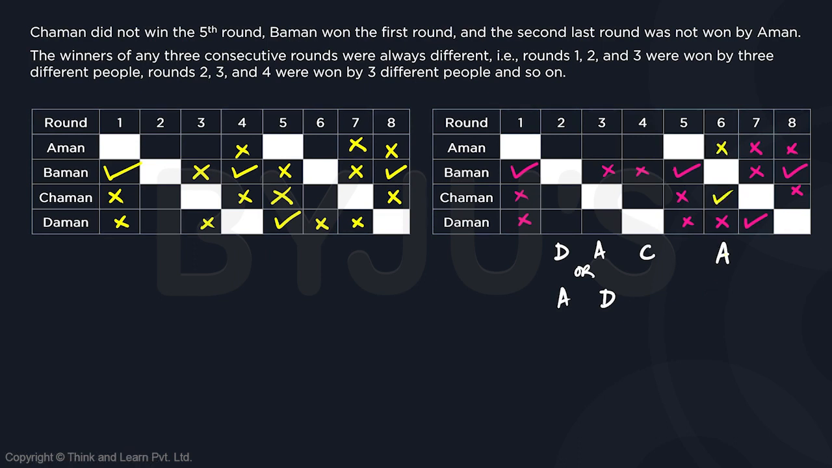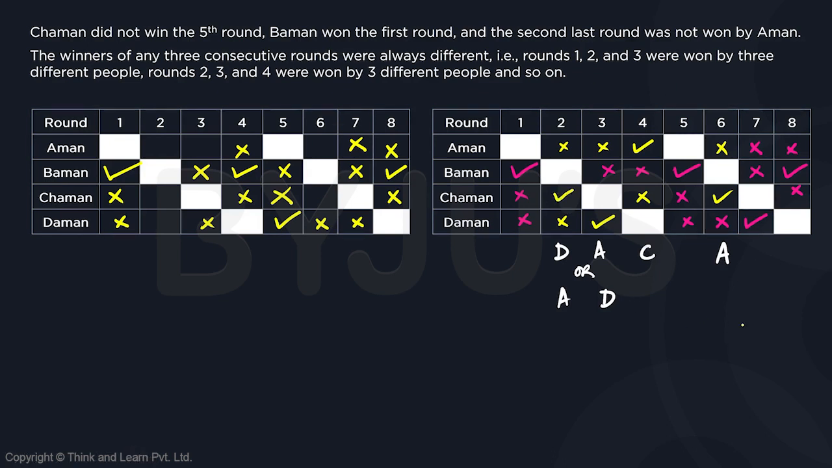If C wins in the 6th round, then in the 4th round C cannot win. There is somebody who is supposed to win in the 4th round, so that's going to be A. Since A wins the 4th round, he cannot win the 1st or 2nd before it. That leaves the 3rd round only to D. And since D wins the 3rd round, it can't win the 2nd round. And in the 2nd round, somebody has to win, so it's going to be C.